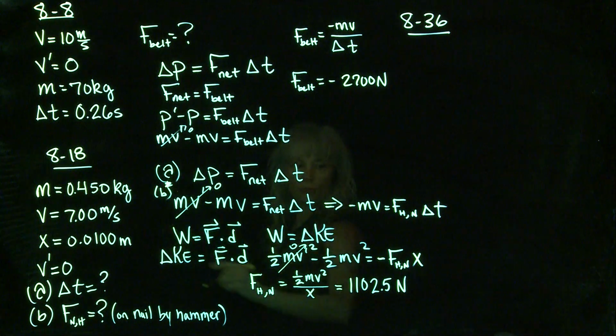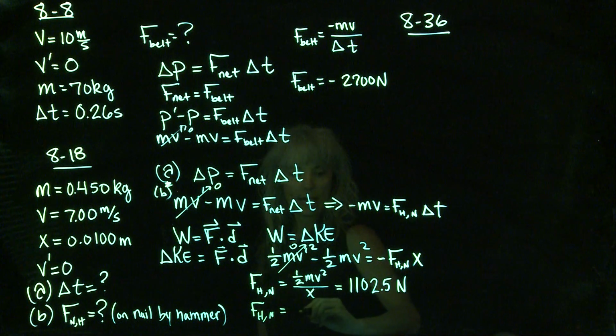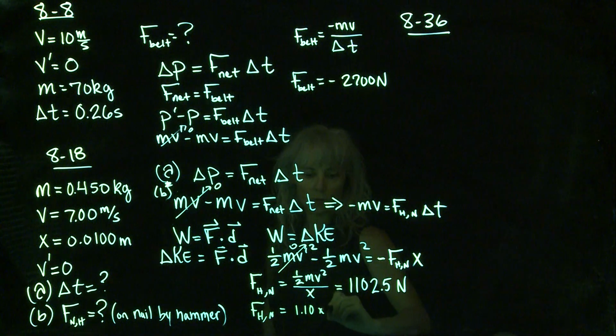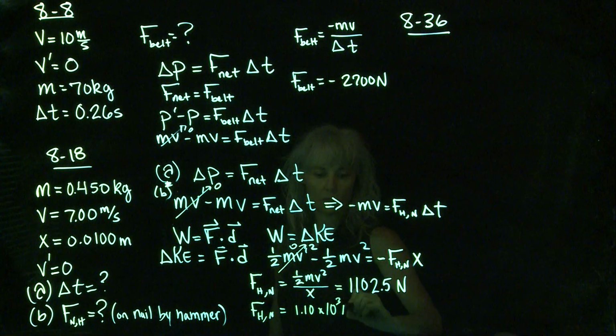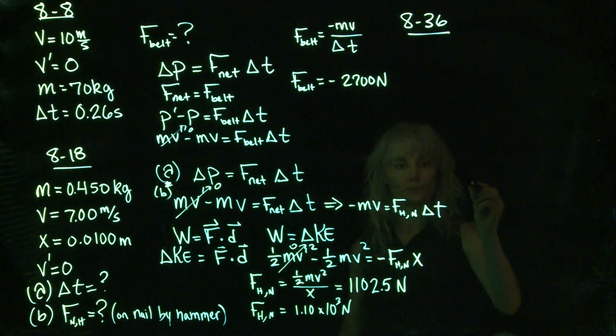It looks like this is a 3-fig problem, so we're going to express the final answer as 3 figs: 1.10 times 10 to the third newtons. Okay, so there's the answer for part B. Coming up now we can find part A, which is our delta T.